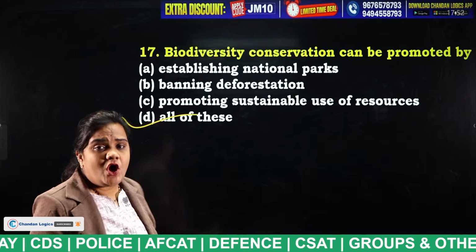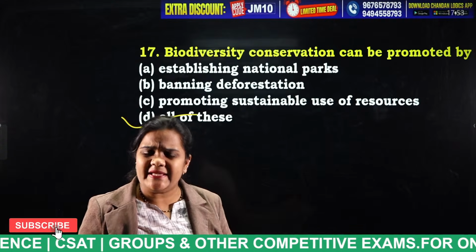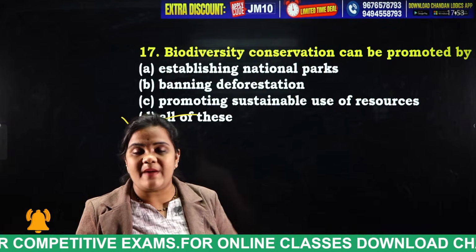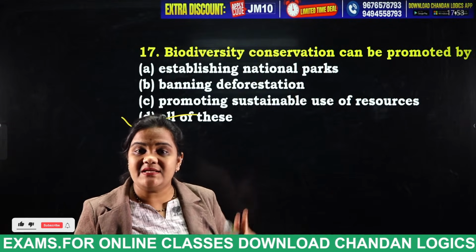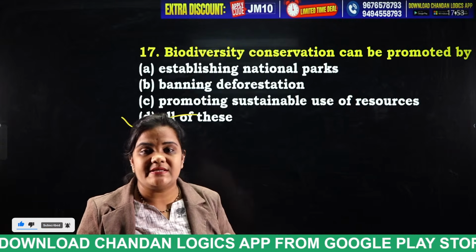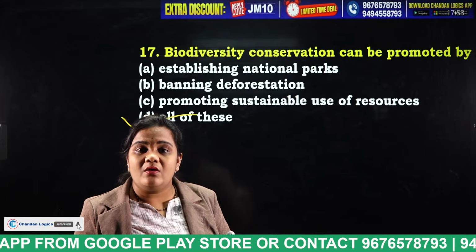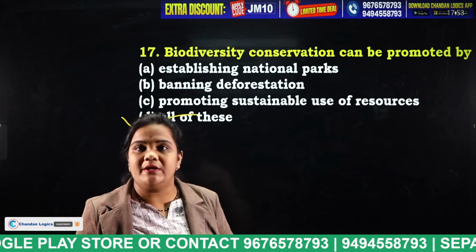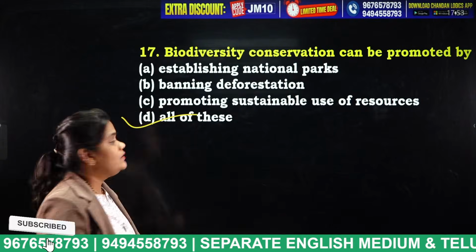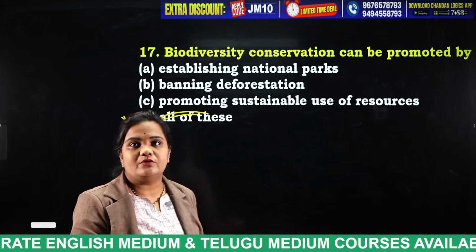All of this. In order to protect living beings, there may be anything, plants, animals, so we must establish national parks, and that is first. Second, ban deforestation. Deforestation is nothing but cutting of the trees. And third, we have to use the resources only up to a limit. These are the three things which make our biodiversity good. So what is the answer? All of this. Done. Very good.